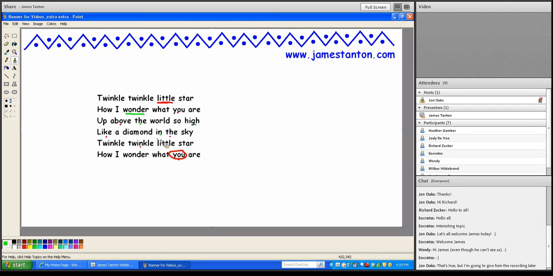1, 2, 3, 4, 5, 6. 6 places forward is the. The has 3 letters. 3 places forward. 1, 2, 3 is high. 4 letters, 1, 2, 3, 4 gets me on in. In is 2 letters, sky. Sky is 3 letters, 1, 2, 3 gets me on little. Little is 6, 1, 2, 3, 4, 5, 6. And I'm stuck on you again.